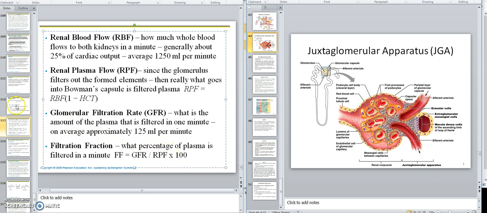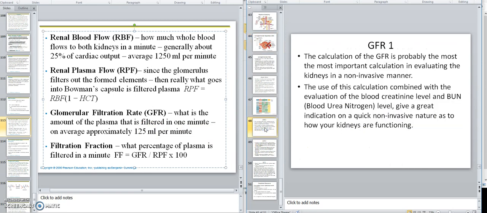Now what we want to do is figure out how to calculate the glomerular filtration rate. That's what this video is really about. The calculation of the glomerular filtration rate is probably the most important calculation in evaluating the kidneys in a non-invasive manner. There are many invasive procedures you could use to evaluate the kidneys, but this is a non-invasive procedure that can be done in the doctor's office or clinic or wherever.